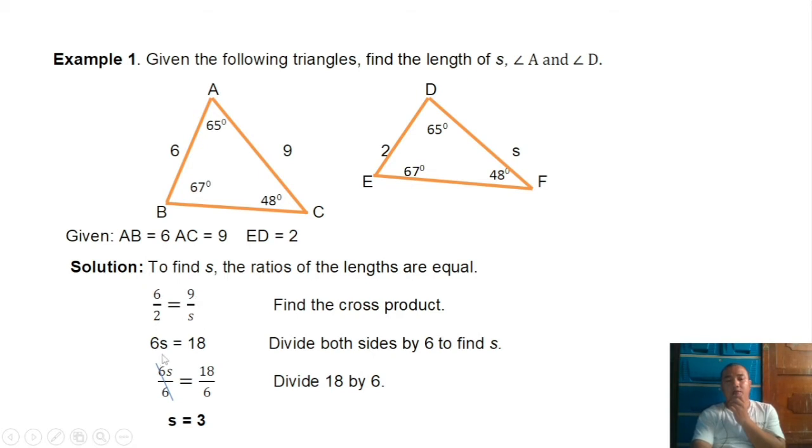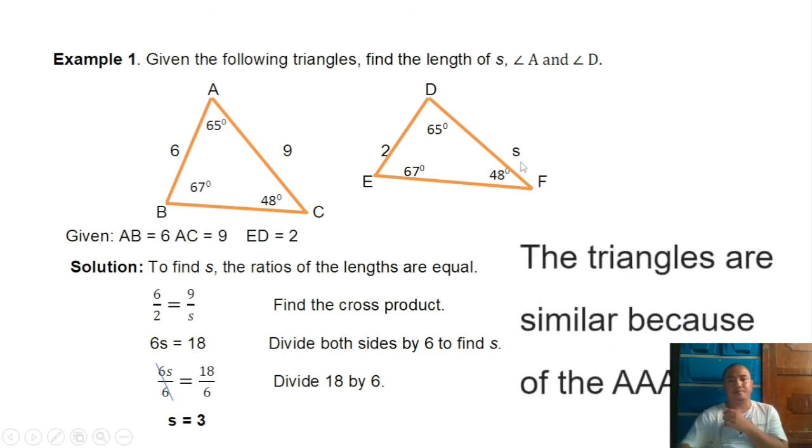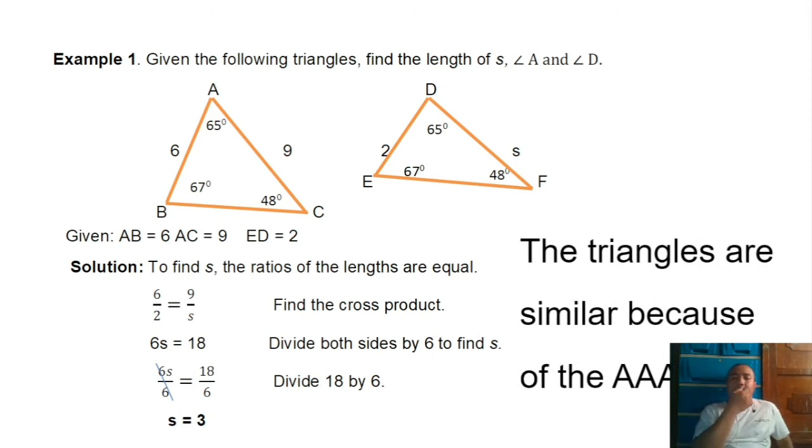6 times S, 6S. 2 times 9, 18. 6S equals 18. Divide both sides by 6. S equals 18 divided by 6, 3. Therefore, the value of S is equal to 3. So the triangles are similar because of the AAA rule.